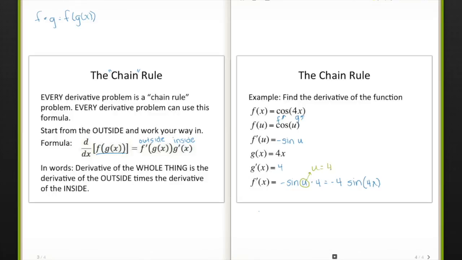And again, just a reminder that u was just a placeholder. You can use a smiley face. You could even just write the function again if you'd like. But I like to use that u as a reminder to myself that it's just the outside. And then as the last step, I plug my 4x back into the function.